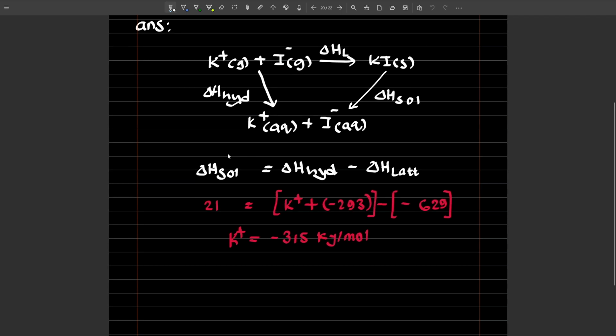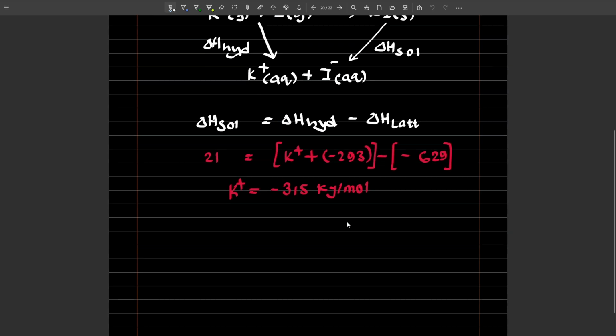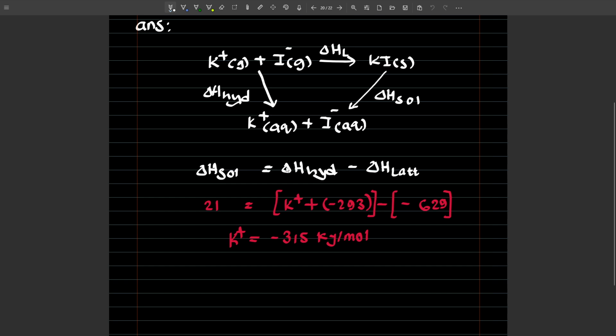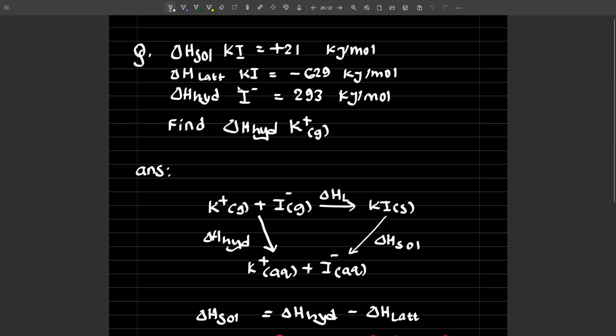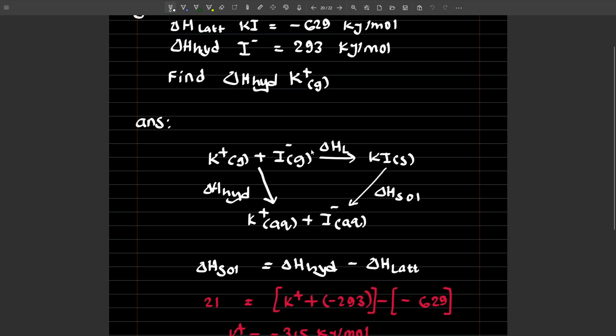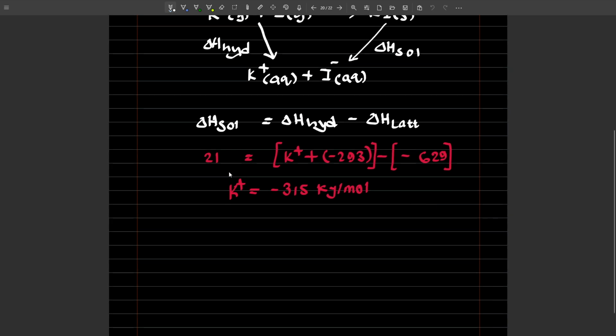So using the Hess cycle, we write this equation, which you can also memorize. Enthalpy change of solution is equal to enthalpy change of hydration minus lattice energy. And then we just put the values. So for enthalpy change of solution, we have a value of 21 over here. And for hydration, which is going from here till here, we can see that we are given one of the values, which is for iodine. However, we are asked to find the value for potassium. So we just write that over here, and then we give a negative sign for this. And then we have the value for lattice energy, which is itself negative. And then we just solve this equation to find the value for the potassium ion.